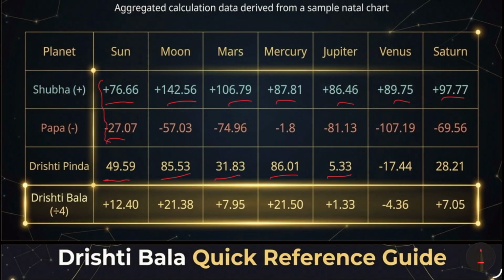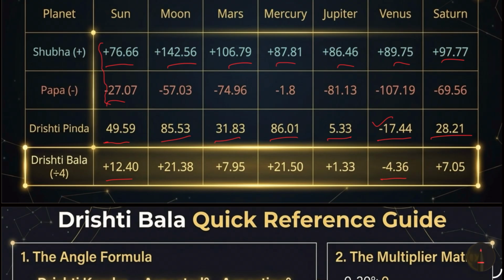So the net Drishti Pinda will be 49.59 for Sun, similarly 85.53 for Moon, 31.83 for Mars, 86.01 for Mercury, 5.33 for Jupiter, minus 17.44 for Venus. So see, it is negative. Saturn, it is 28.21. And to get the Drishti Bal, whatever Drishti Pinda we have received, we have to divide it by 4. The answer for Drishti Bal will be Sun, it is plus 12.40, and similarly only Venus is having the negative value of minus 4.36. These are the answers for Drishti Bal.